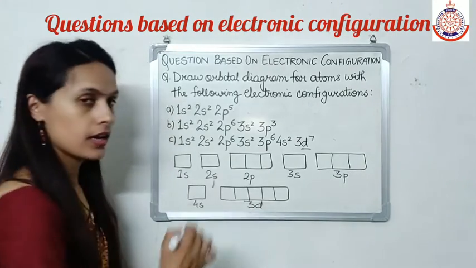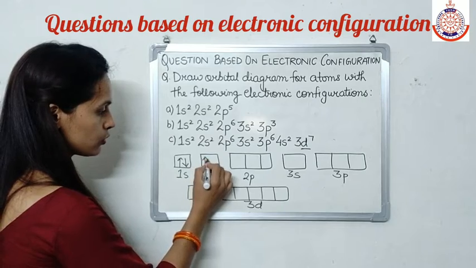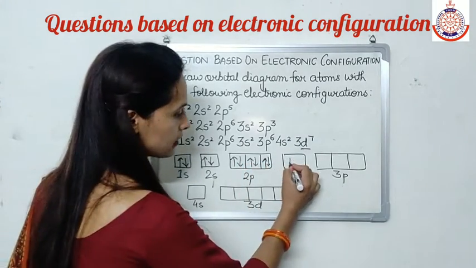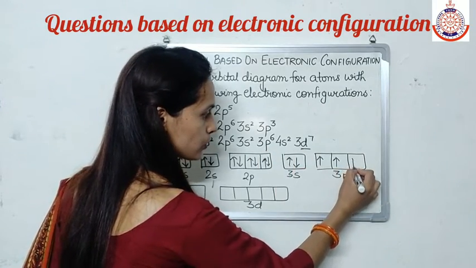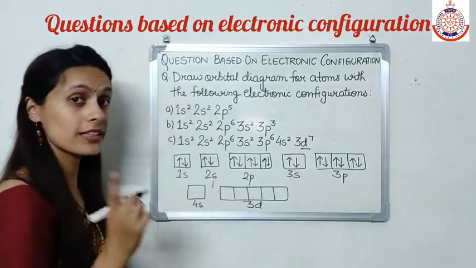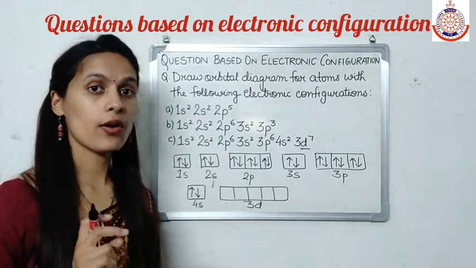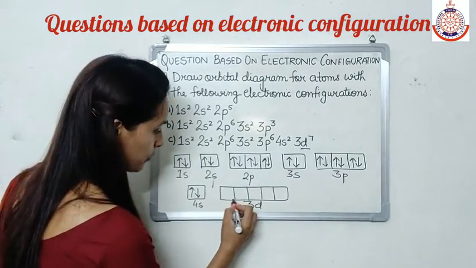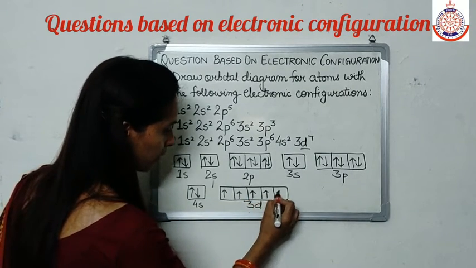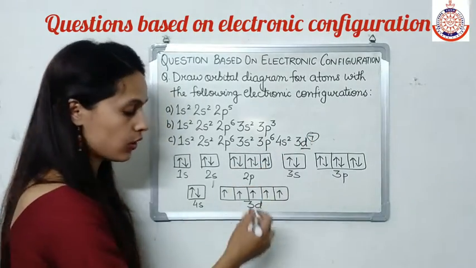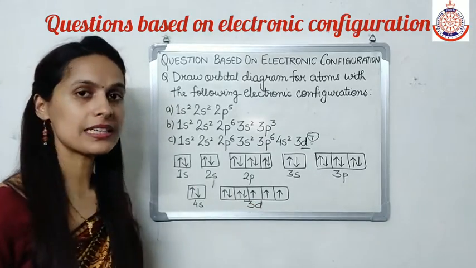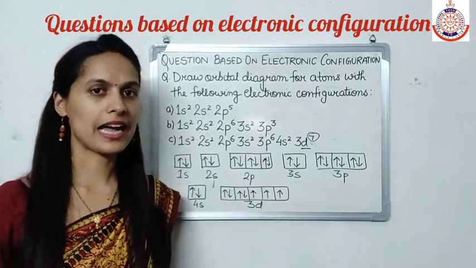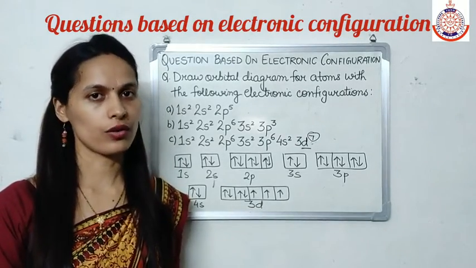It represents 3d. Now when I fill the electrons: 1s2, 2s2, 2p6, 1, 2, 3, 4, 5 and 6. 3s2, 3p6, 1, 2, 3, 4, 5, 6. 4s2 and 3d7. Now again I'll fill one electron in each orbital, and only then do the pairing, because these are also degenerate orbitals. 1, 2, 3, 4, 5. And how many electrons do we have to fill? 7 electrons. So these are 5, 6, 7. So the orbital diagram for the C atom is this. So in this way, we can draw the orbital diagram for different atoms by using electronic configuration.